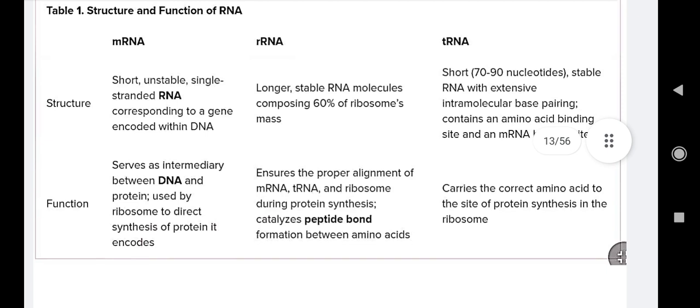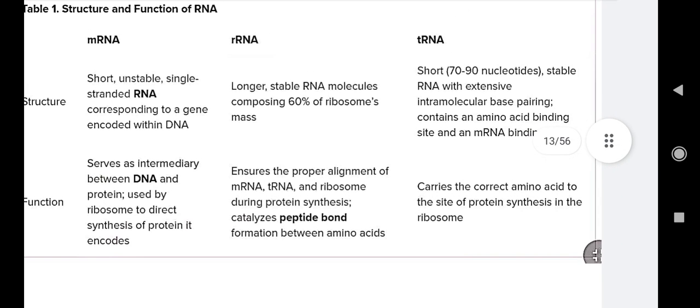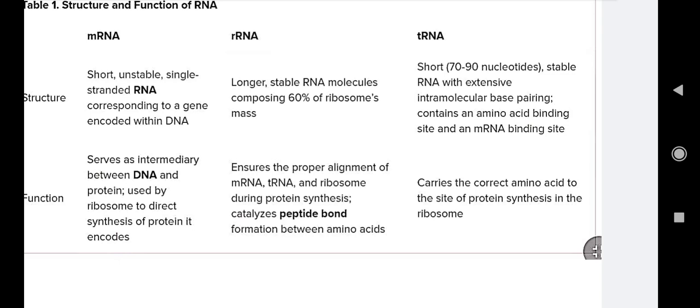tRNA recognizes these codons with its own 3 nucleotide element called the anticodon. So tRNA has an anticodon that base pairs complementarily with the codon sequence in the mRNA that codes for a particular amino acid, and it carries that particular amino acid. In this way tRNA also plays an important role. So it carries the correct amino acid to the site of protein synthesis in the ribosome.